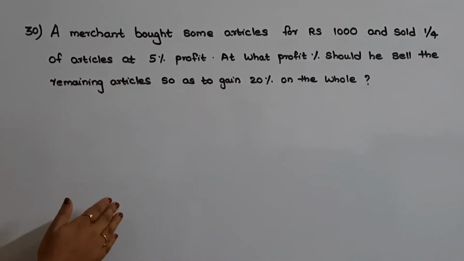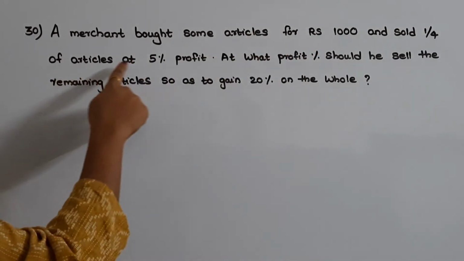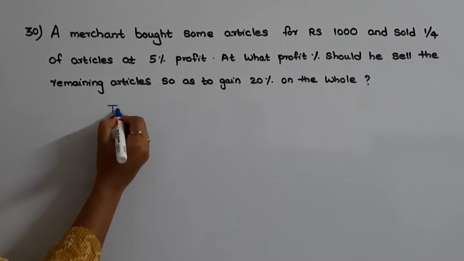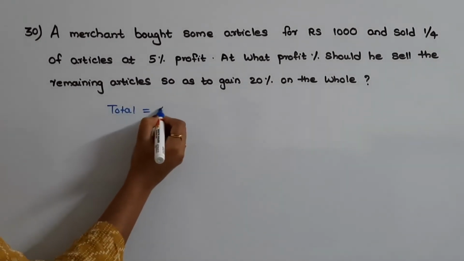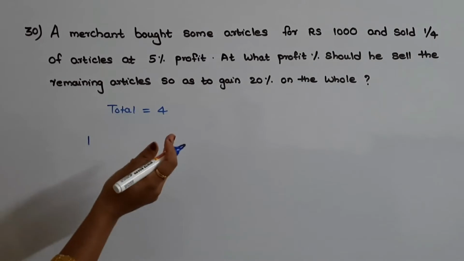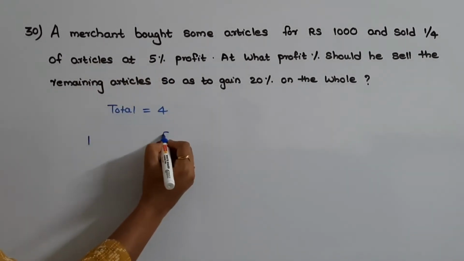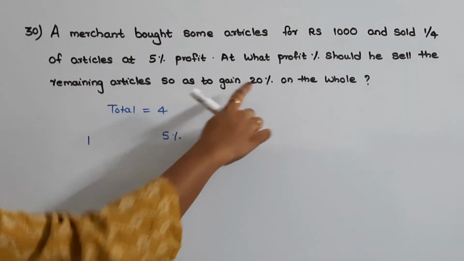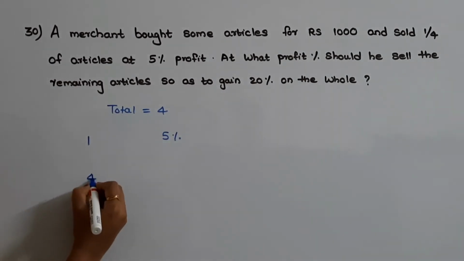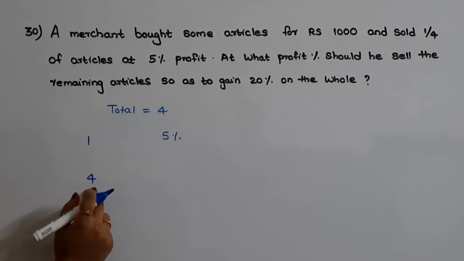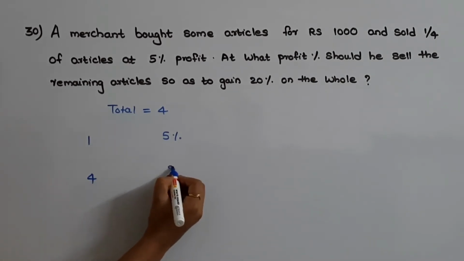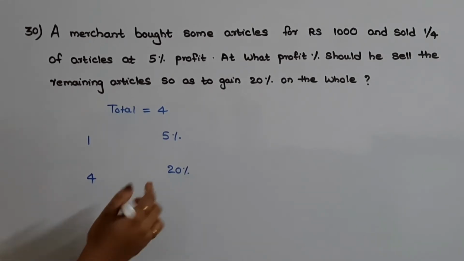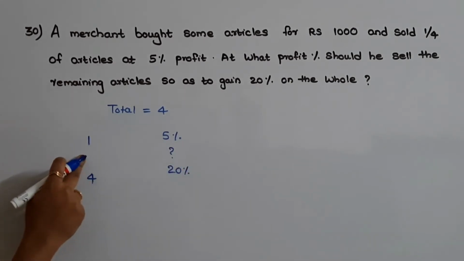So in this question they are telling that a merchant sold 1/4 of the articles at 5% profit. Okay. So let us consider the total number of articles as 4. Then 1 out of that 4 is sold at a profit of 5%. He sold the whole articles at a gain of 20%. So the total number of articles we took as 4, and all 4 of them were sold at a profit of 20%. Okay. So we need to find out the profit percentage of the remaining number of articles.